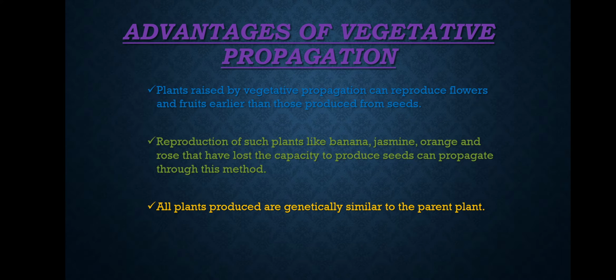The advantages of vegetative propagation: the plants which are not able to reproduce through seeds can be reproduced by this vegetative propagation method. Since only one plant is required, pollination is not needed here. It is a very fast method of reproduction. The plants with desirable characteristics can be propagated easily because the offspring are exact copies of their parents.